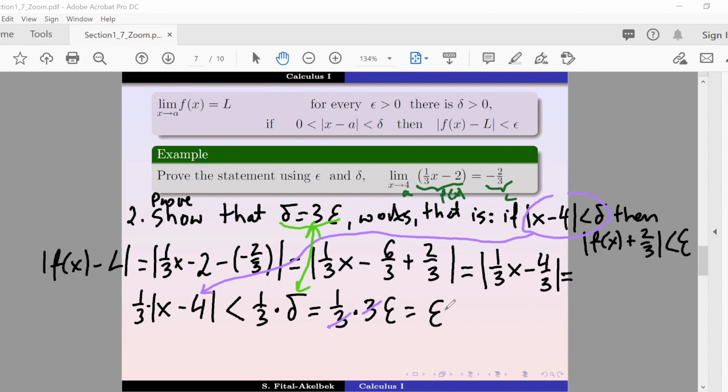So then look at the beginning, what we started with. This is equivalent, equivalent, less than equivalent stuff. So what we showed is f of x minus L is less than epsilon. And that was required of us to show. So the proof is completed.